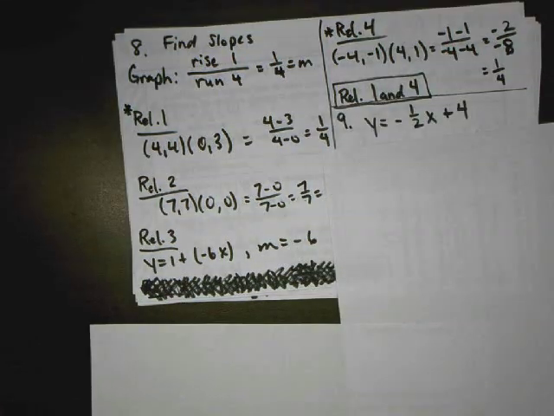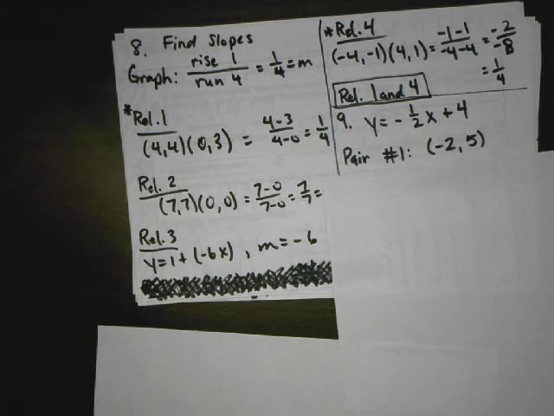Number 9 says, which ordered pairs below are solutions for this equation? So the first ordered pair they gave us is negative 2, 5.